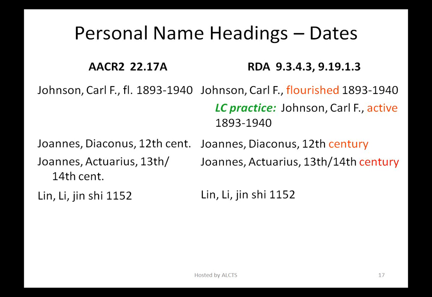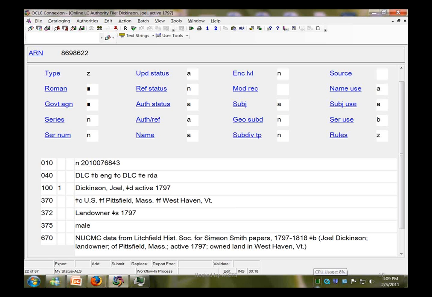A few more dates. Flourished has gone away. Well, the fl. abbreviation has gone away. The examples in RDA use the word flourished, but LC has decided during the test they preferred to use the word active. And so it's probable that we'll use the word active in NACO if a decision is made to actually implement RDA. Also, you see that abbreviations changed as well from cent. to spelled out forms. And here's an example of an RDA authority record for a person who has a date of activity, just to show you.